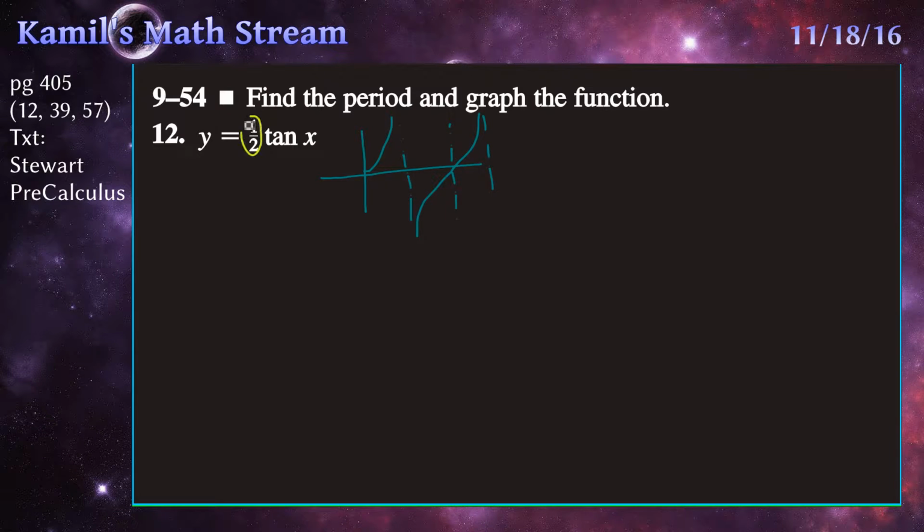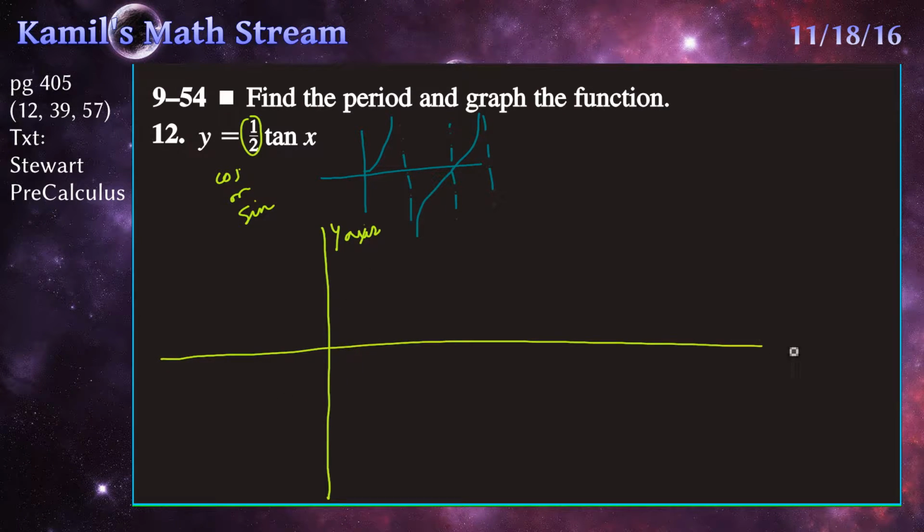Basically, if this was a cosine or a sine graph, it would have been the amplitude. But in tan, amplitude is kind of strange. We're gonna take a look at this. Okay, so we have a line, and it's gonna be our y-axis, and then we're gonna have our x-axis. Wonderful, isn't that great? Okay.